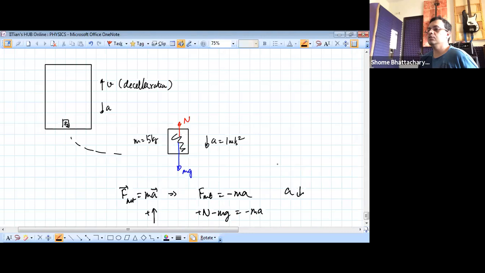This is using the sign convention that upward direction is positive and downward direction is negative. But I need not do that. Okay, I can reverse the sign convention also. I can take downward direction as positive, then this will become mg minus N is equal to ma.